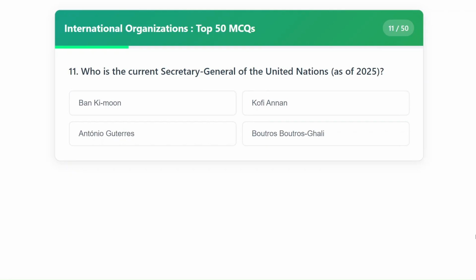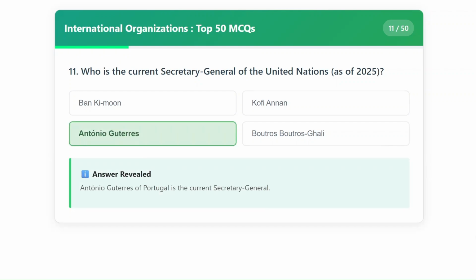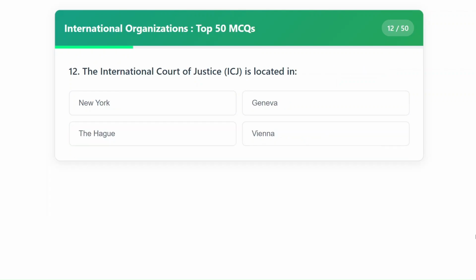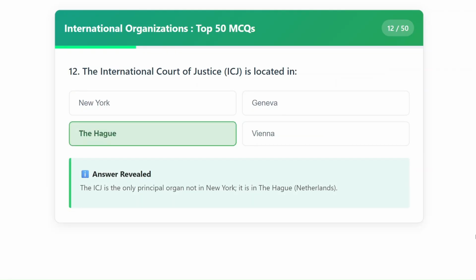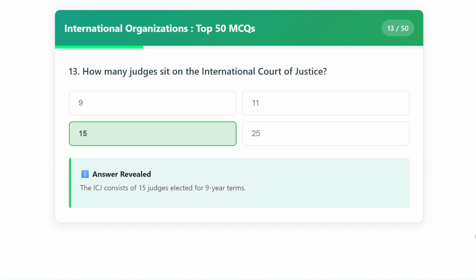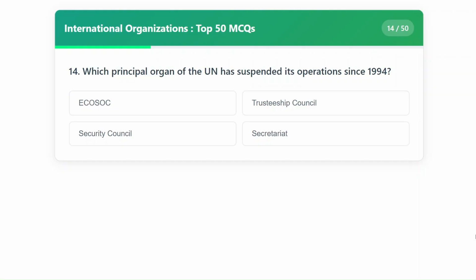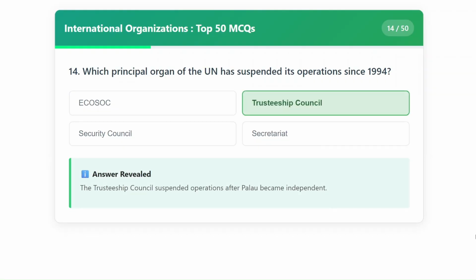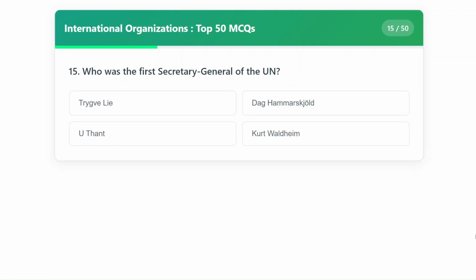Who is the current Secretary General of the United Nations as of 2025? Antonio Guterres. The International Court of Justice is located in The Hague. How many judges sit on the International Court of Justice? 15. Which principal organ of the UN has suspended its operations since 1994? Trusteeship Council. Who was the first Secretary General of the UN?